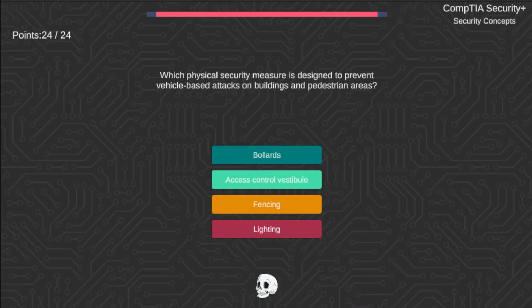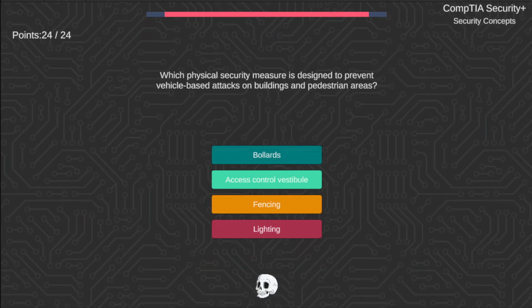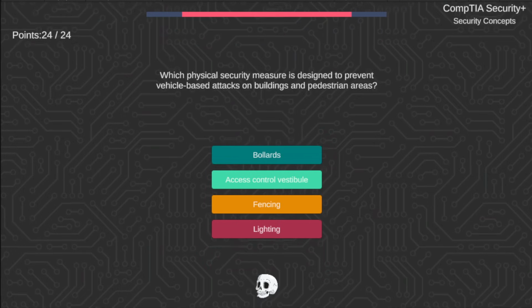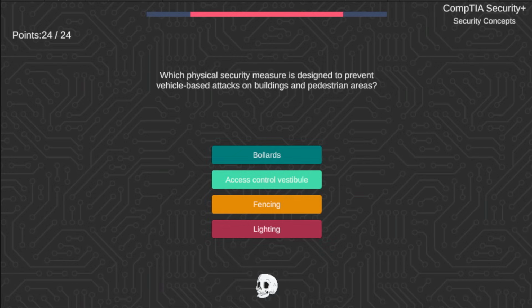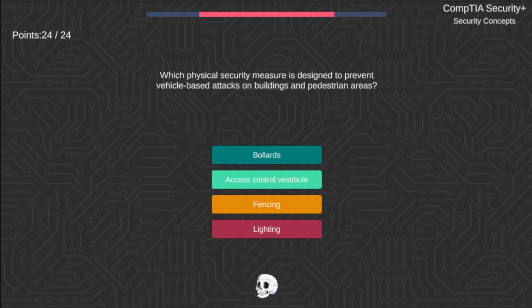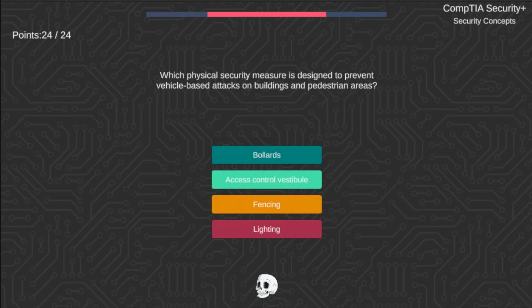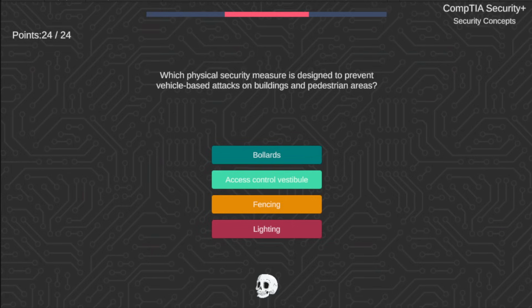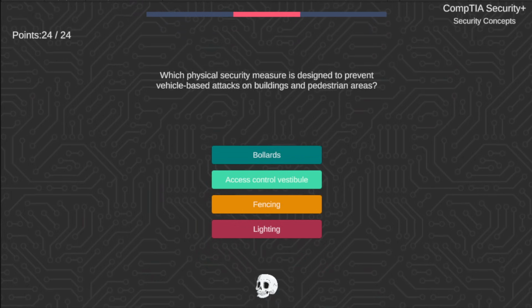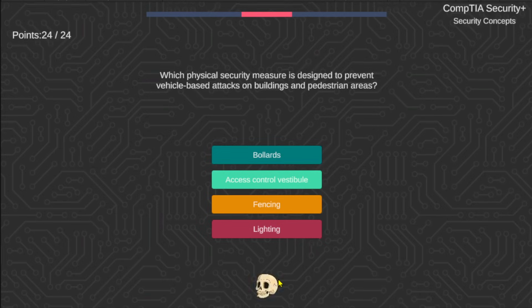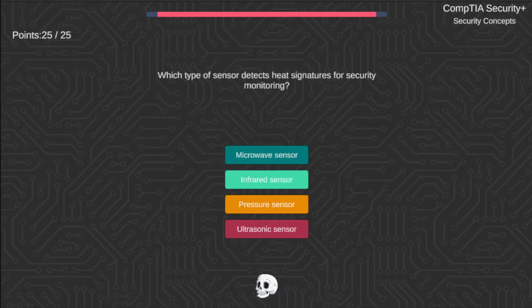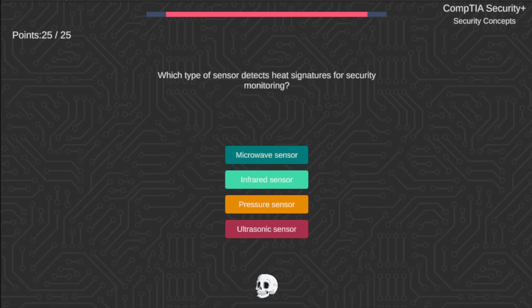Which physical security measure is designed to prevent vehicle-based attacks on buildings and pedestrian areas? Bollards, access control vestibule, fencing, or lighting? Prevent vehicle-based attacks on buildings and pedestrian areas. Correct answer is bollards.